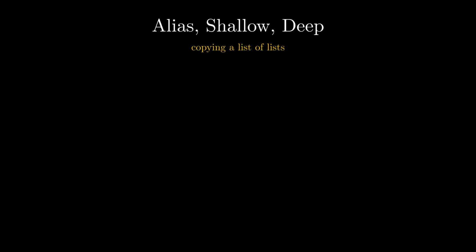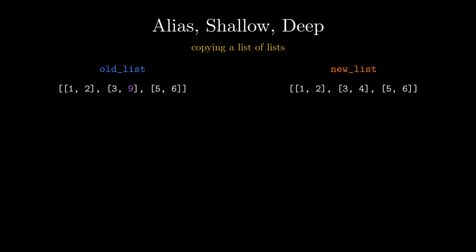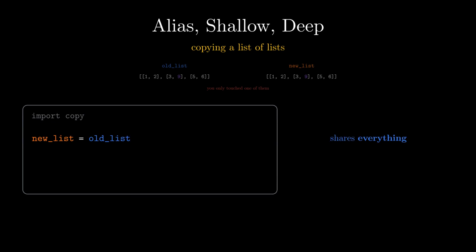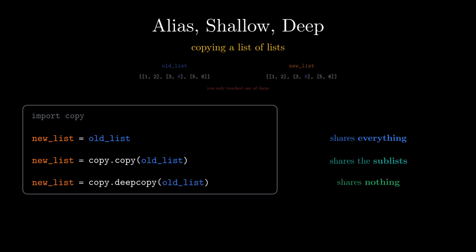Here are two lists that look identical. Change one element in one of them and the other one changes too, even though you made a copy, not an alias, an actual copy made with Python's copy library. Today we find out why copying a list of lists only copies half of it, and what to do when you need the whole thing.